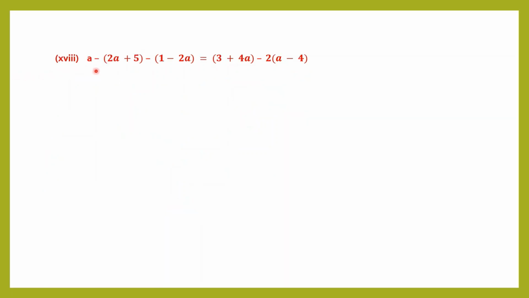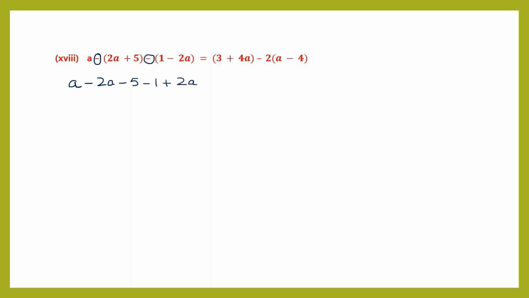Question 18. Now here let's be careful with the left hand side and the right hand side. Let's simplify this carefully. So let's begin. Here we have A, and before the bracket here we have a minus sign. That means the sign of all the terms inside the bracket will change. So plus 2A will become minus 2A, plus 5 is minus 5. Now here again we have a minus sign. So change the sign of all the terms inside. Plus 1 becomes minus 1. Minus 2A becomes plus 2A.